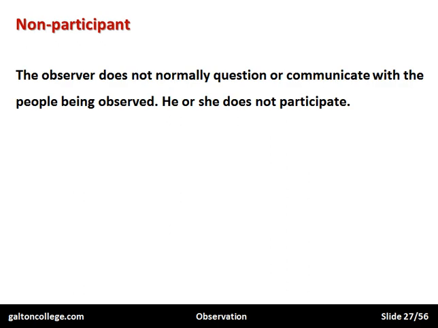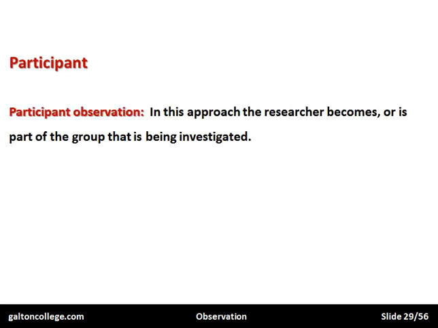The non-participant, well, the observer does not normally question or communicate with the people being observed. So the non-participant means the observer stays remote from the group, observes the group, but does not get involved in any way, does not communicate with the group. For the participant, in this approach, the researcher becomes or is part of the group that is being investigated. So for participant observation, the observer becomes a part of the group and works within the group.